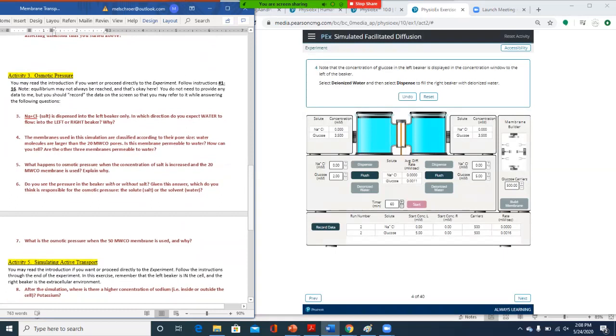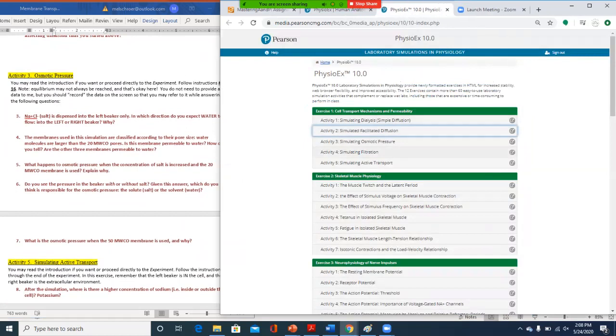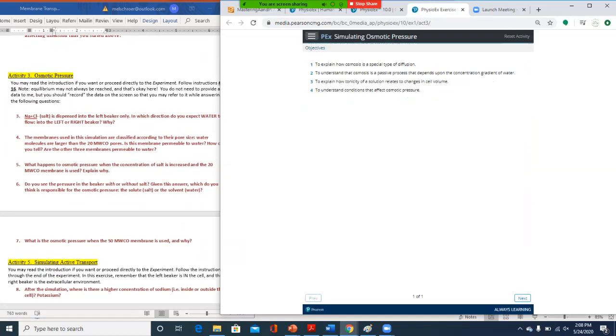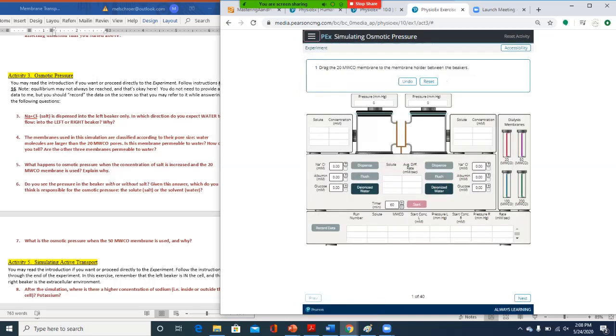Activity number 3 is osmotic pressure, and in order to access that, you should go back to this PhysioEx screen and go into activity number 3. Again, you can skip all this extra stuff. I'm not going to see that. You are welcome to do that, and it will hopefully help you to understand, but for our purposes as a class, go right to the experiment and follow the directions. Here the membranes are made for you, and again, you are adding the stuff they tell you to and then running the experiment.